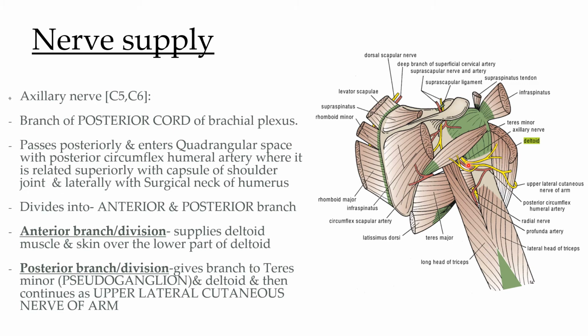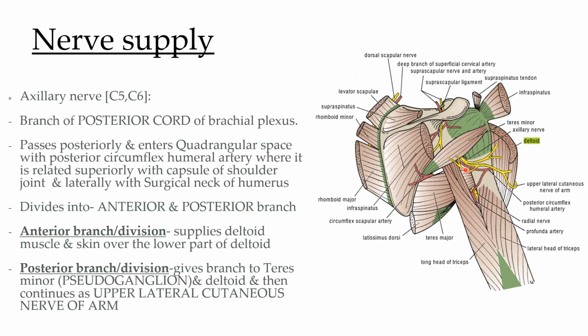The posterior branch of the axillary nerve provides motor nerve supply to the teres minor muscle. As you can see in this illustration, this is the teres minor muscle, and this is the branch from the posterior division of the axillary nerve, which is going towards the teres minor muscle. The branch of this posterior division which goes towards the teres minor muscle consists of a pseudoganglion.